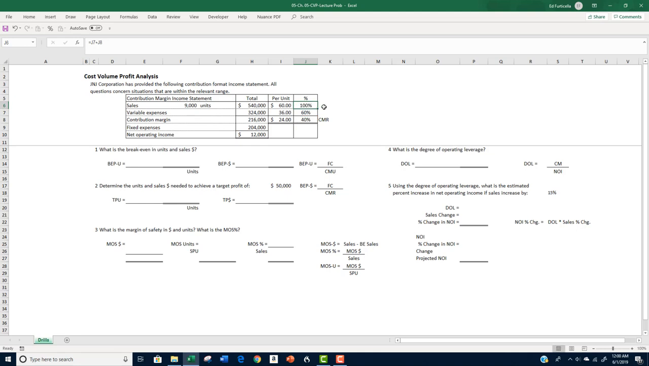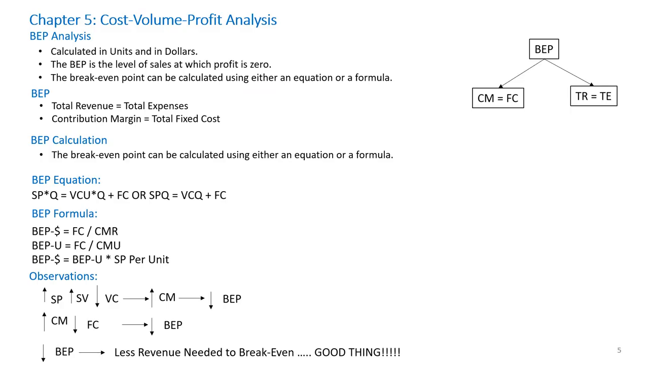We can determine both percentages either by using the total amount of sales or the per unit sales. We can multiply the percent by the total amount or per unit amount of sales to determine variable cost or the contribution margin. Required 1 asks us to determine the break-even point.